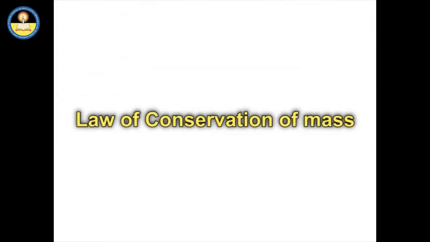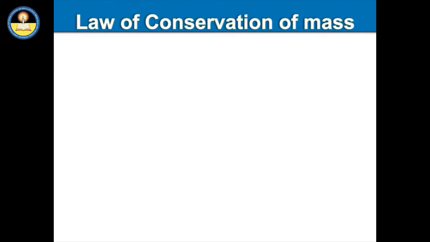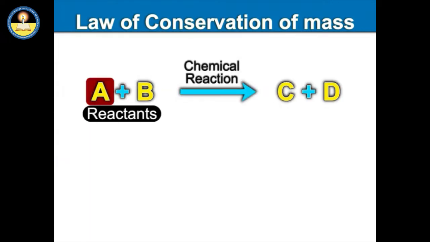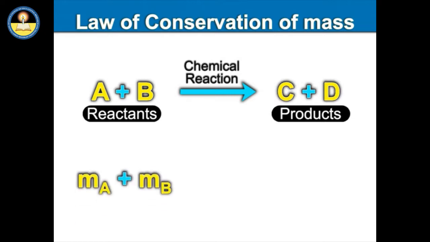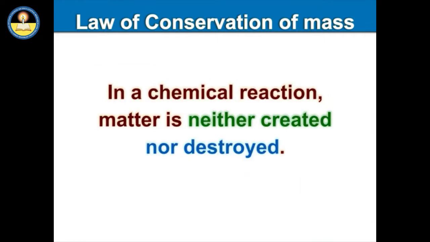The law of conservation of mass or matter in a chemical reaction can be stated as: the total mass of chemicals present before a chemical reaction remains unaltered after the chemical reaction. Let us prove it mathematically. If in a reaction, reactant A combines with reactant B to form products C and D, we express it mathematically as A + B = C + D, that is, total mass on the left-hand side, the reactants, is equal to total mass on the right-hand side, the products. In other words, in a chemical reaction, matter is neither created nor destroyed.